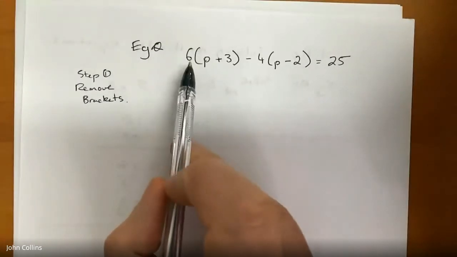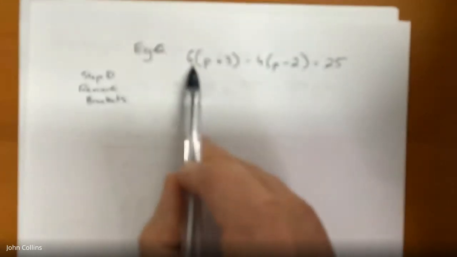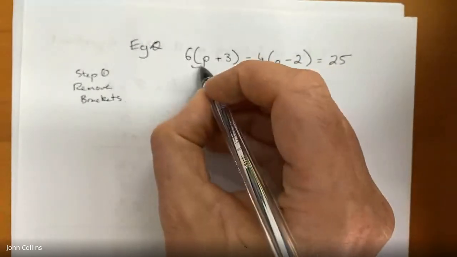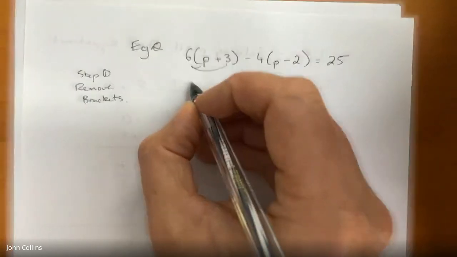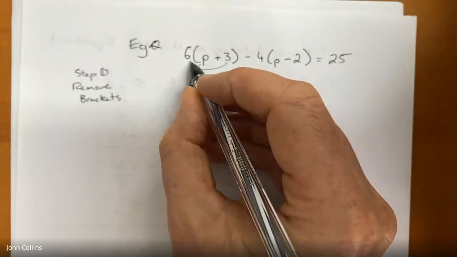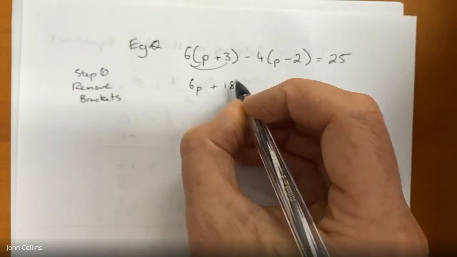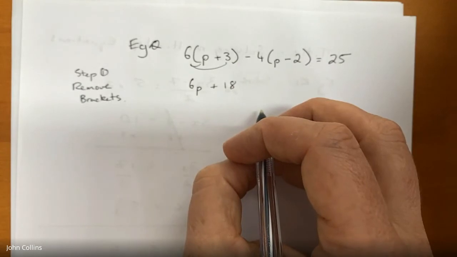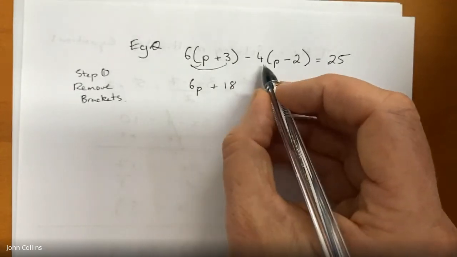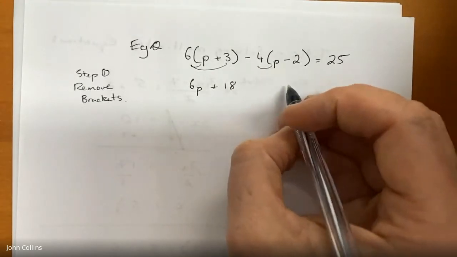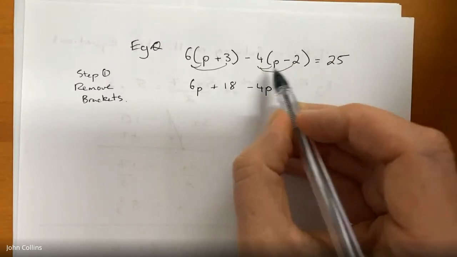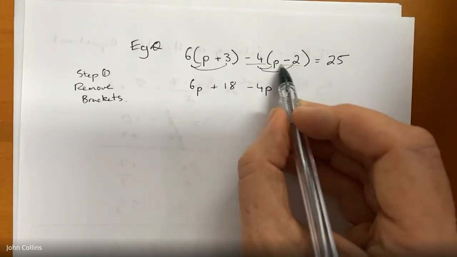There's nothing I can divide that would get rid of both 6 and 4, so I won't do a division. So I'll just multiply. 6 times p, 6 times 3 gives 6p plus 18. Osborne says it's 12.5. Maybe he's right. Minus 4 times p gives minus 4p. Minus 4 times minus 2.